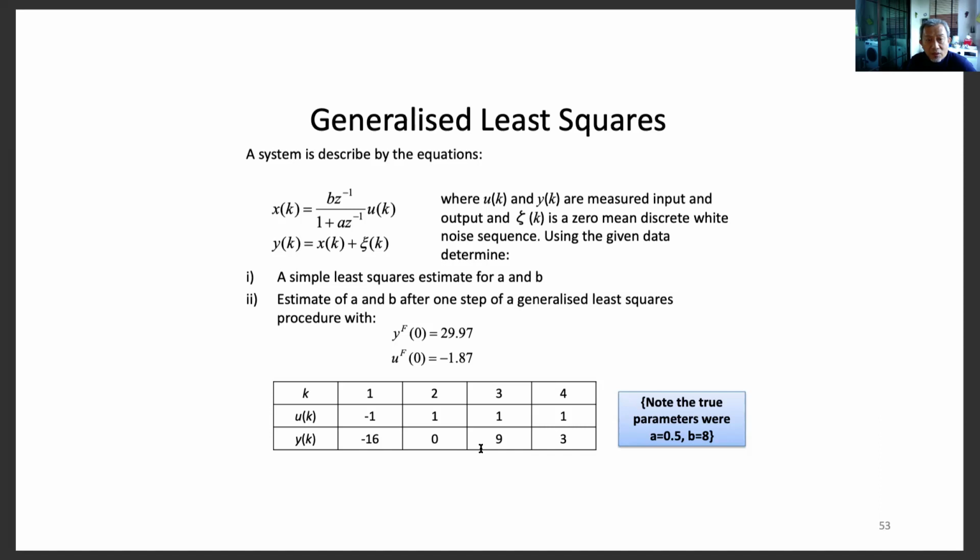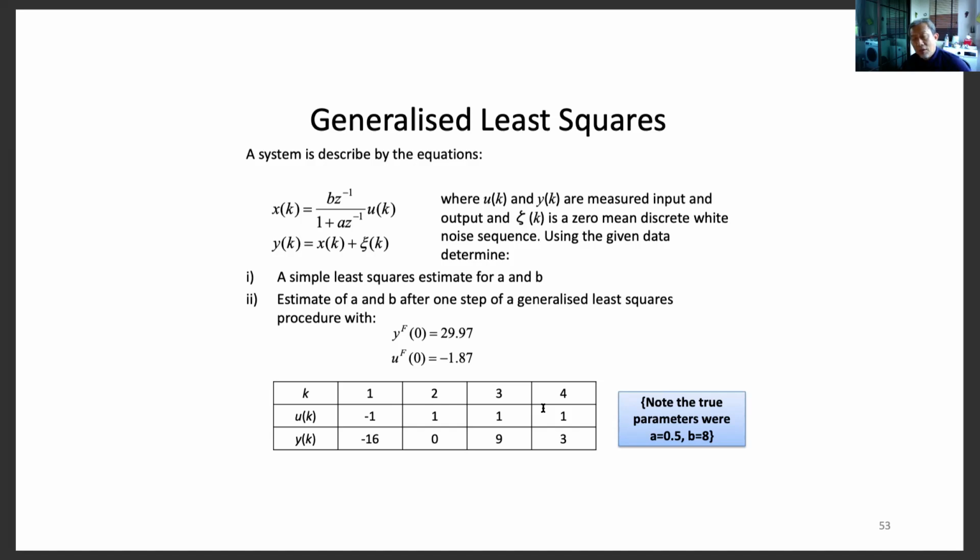You are given xk, which is equal to a first order structure multiplied by u. U is the input, y is the output, and y is equal to xk plus zeta k. Zeta k is a zero mean discrete white noise sequence. Using the data given here, estimate the parameters A and B after one step of generalized least square, with initial conditions.